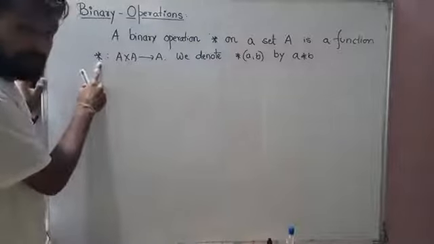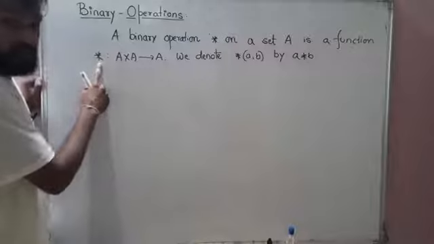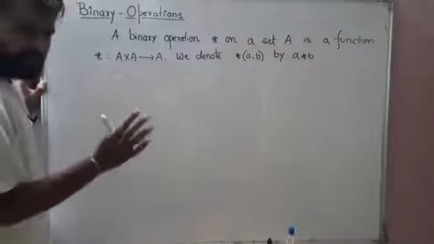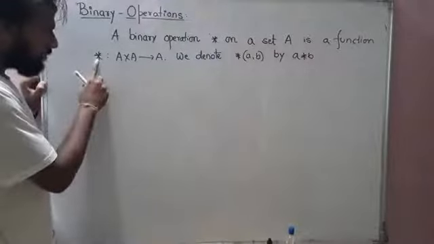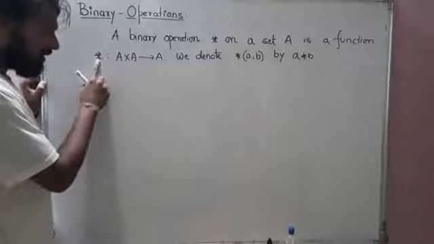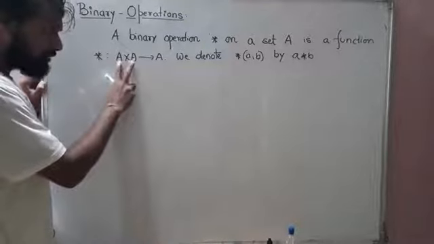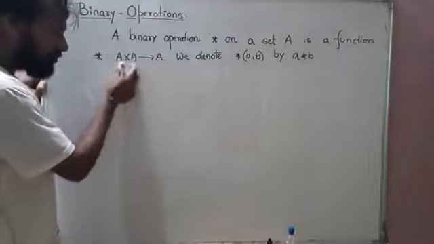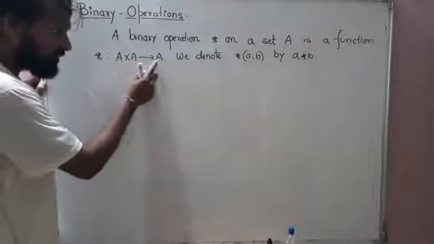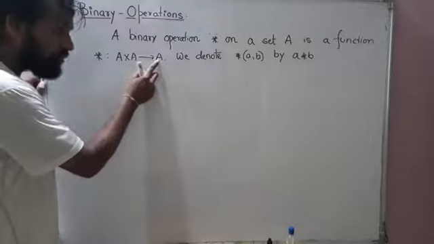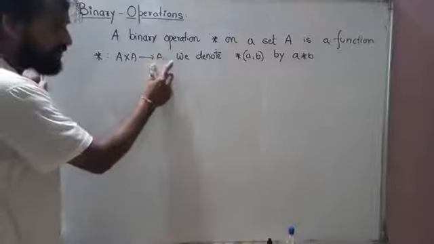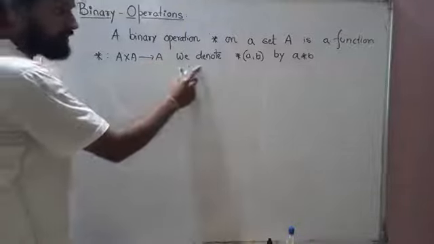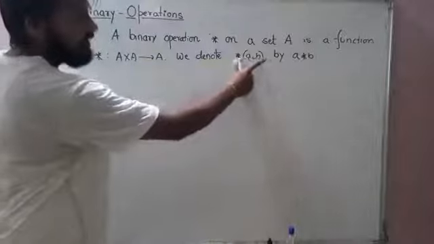It might be addition, subtraction, multiplication, division, or LCM, HCF, whatever operation, it will be written here, and we are taking any two elements from these two sets, and we are doing these operations, and after doing the operation, whatever answer we are getting, that should be from this set. Then only we can say it's a binary operation, and generally we denote it with star(A, B) by A star B.